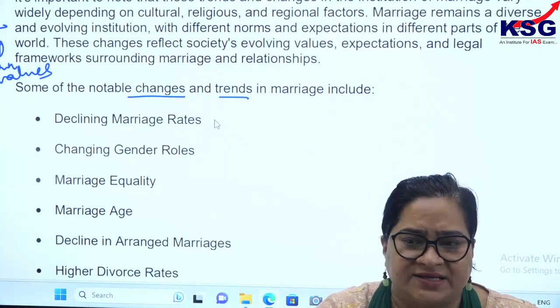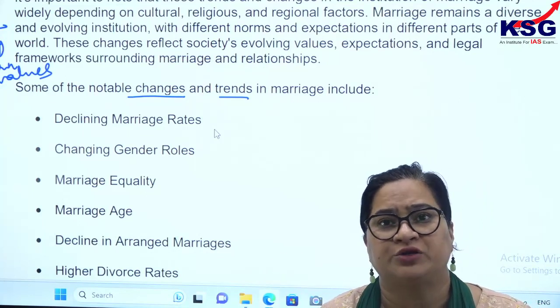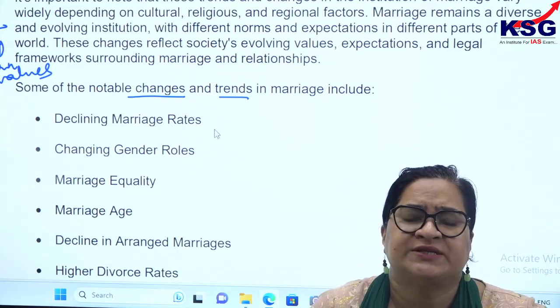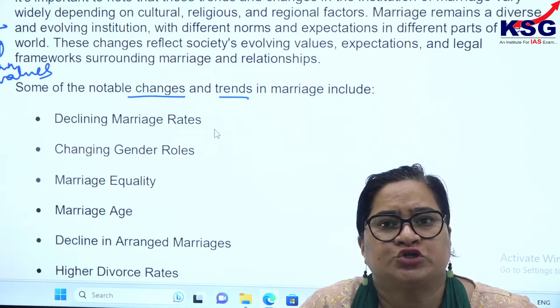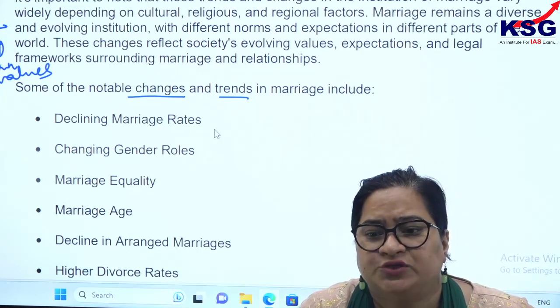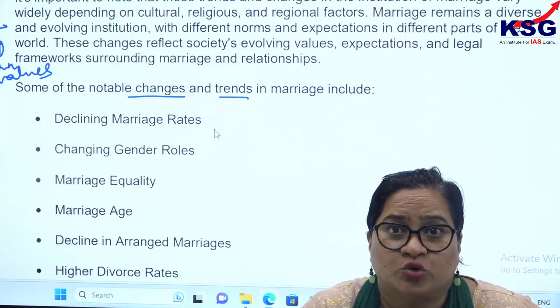We can see there is a decline in marriage rates. We can see people are choosing to get into partnership. There are open relationships, live-in relationships. There can be a sense of consensual relationship without staying together. So all those patterns will lead to a decline in marriage rates. Another thing is changing gender roles.